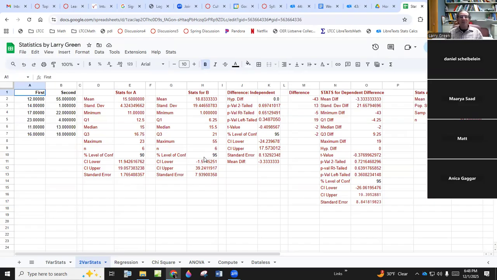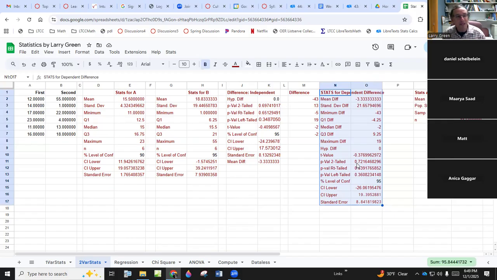You have to use this spreadsheet program, not some other thing. It has to be this spreadsheet program. You have to copy and paste the key pieces. So if you're using independent data, you're going to copy and paste J and K right into your project. If you're using dependent, you're going to copy and paste N and O right into your project. Okay, that has to be done.